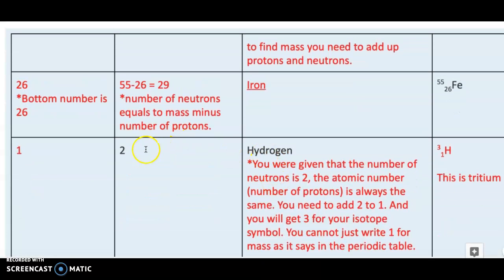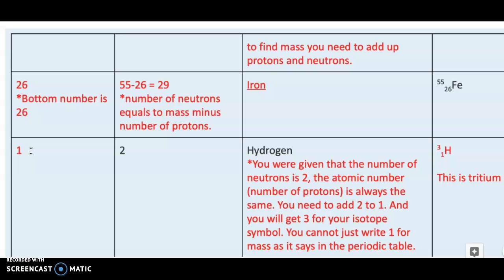Over here, you were given only two things, which is 2, the number of neutrons, and the name, which is hydrogen. So if you know that this is hydrogen, you can look it up in the periodic table, and this is your first element, which is H, right? And you know that it has 2 neutrons. You know the atomic number of hydrogen, which is 1. This is given to you. Remember, mass can be different. So you write 1, it only has 1 proton.